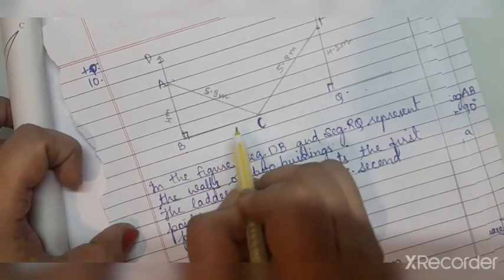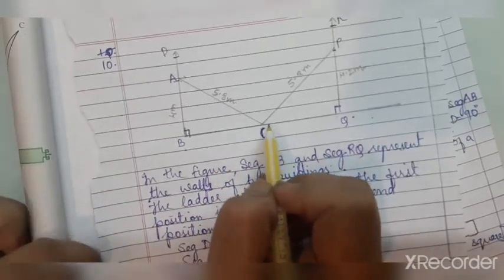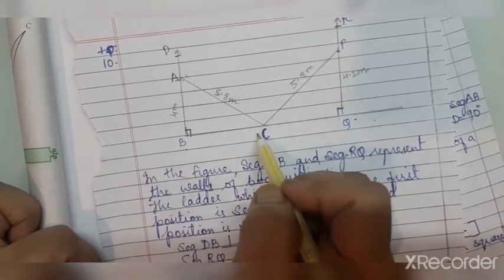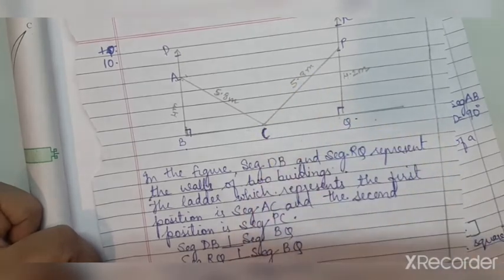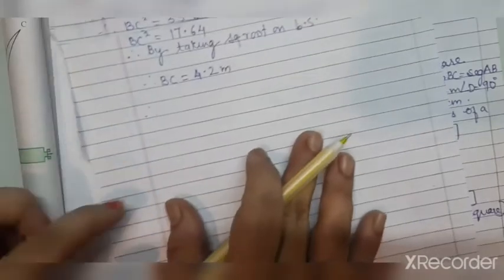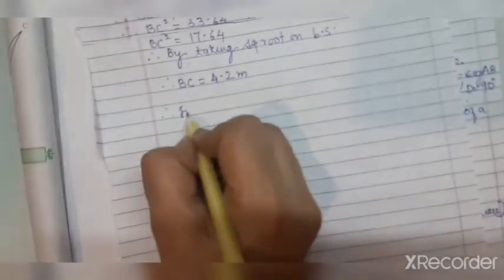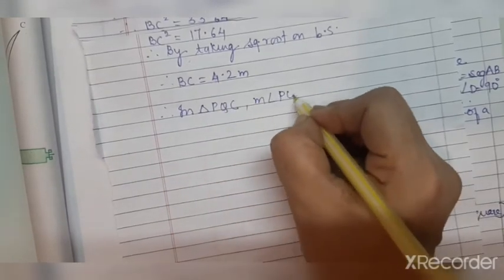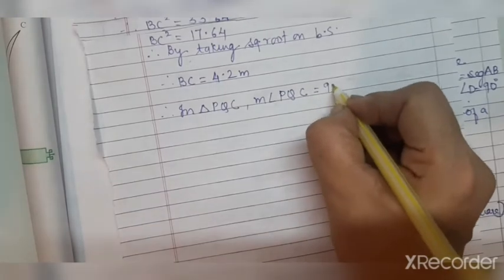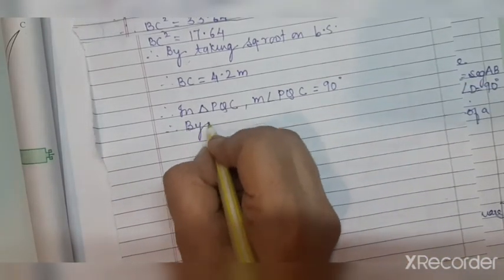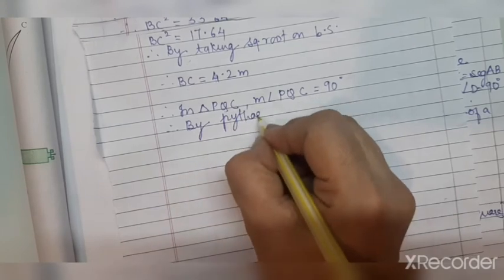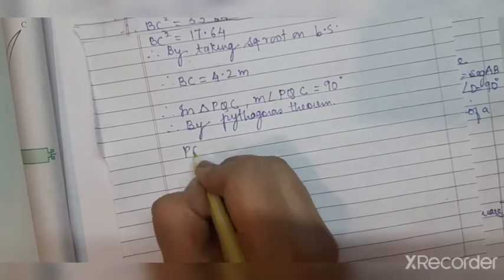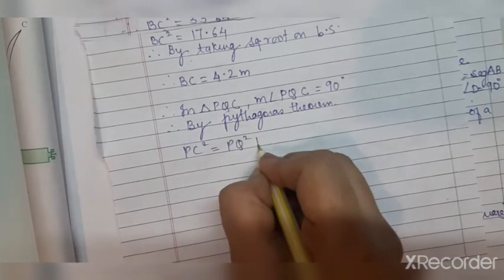Now we need to find CQ as well. How will you get CQ? Again by the same method, taking the Pythagoras theorem in triangle PCQ. So I'll just write down here, in triangle PQC, measure angle PQC is equal to 90 degrees. Therefore, by Pythagoras theorem, PC square is equal to PQ square plus CQ square.